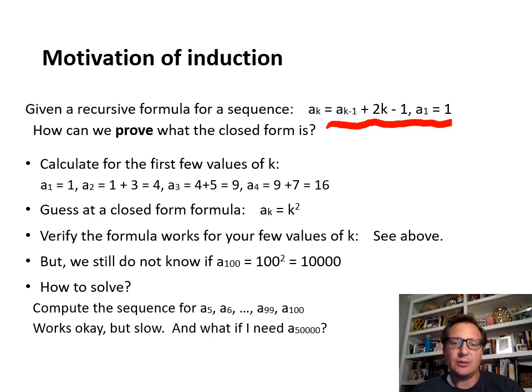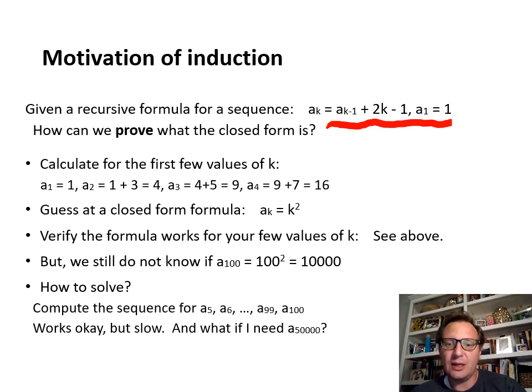And again, as we did before, we want to verify that this formula works for our few values of k. So it works for 1, it works for 2, it works for 3 because 3 squared is 9, it works for 4 because 4 squared is 16. And so now we increased our confidence that this indeed is our closed formula. But still, how do we know that A_100 is indeed equal to 100 squared, which is 10,000? How can we establish that?